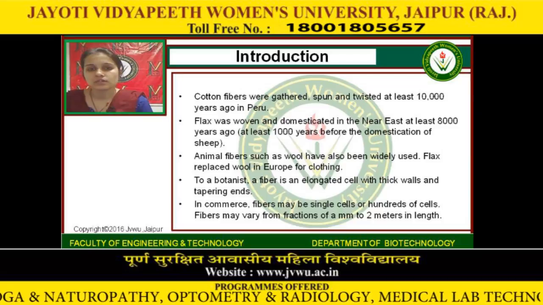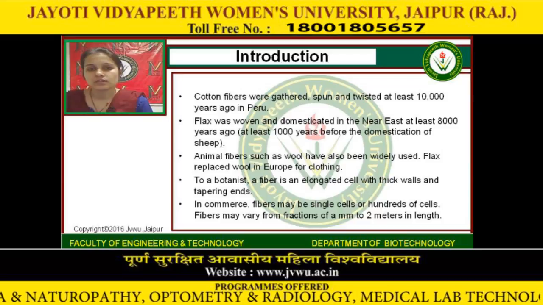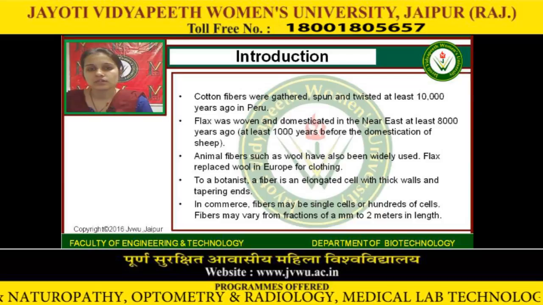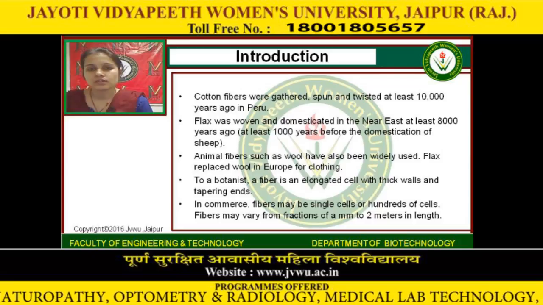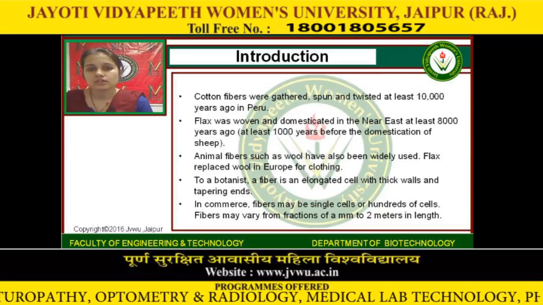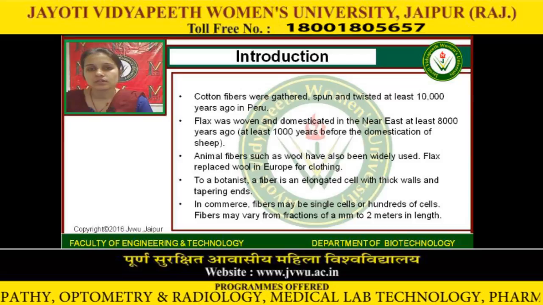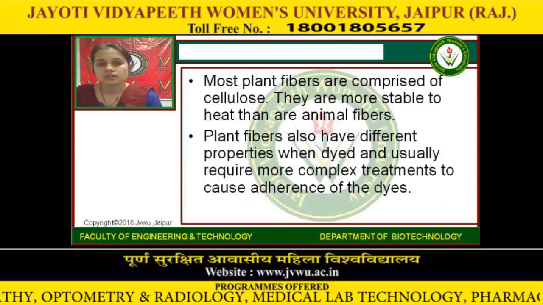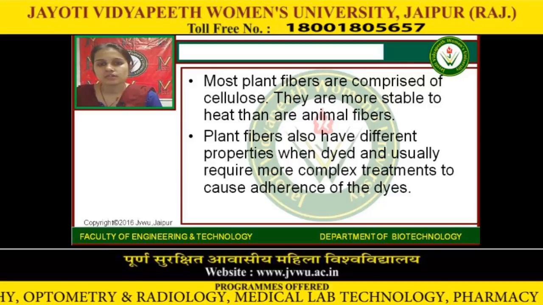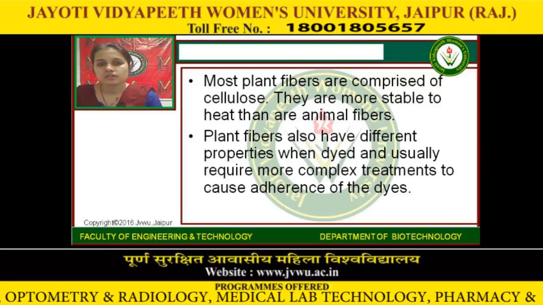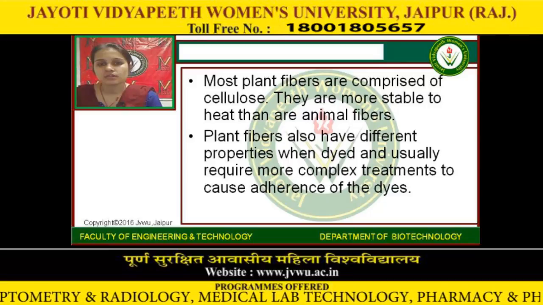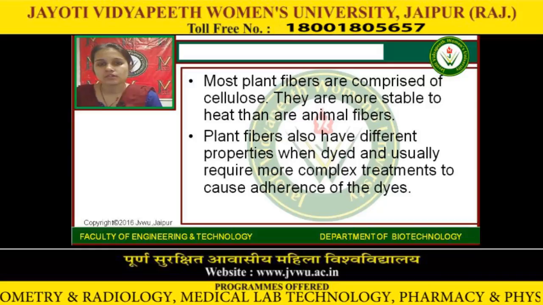To a botanist, a fiber is an elongated cell with thick walls and tapering ends. In commerce, the fiber may be a single cell or hundreds of cells. Fibers may vary from a fraction of a mm to 2 meters in length. Most plant fibers are comprised of cellulose. They are more stable to heat than are animal fibers.